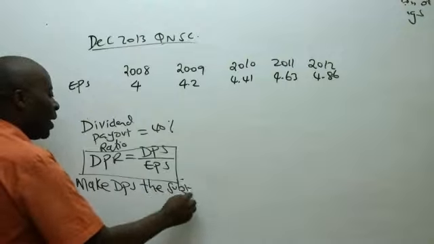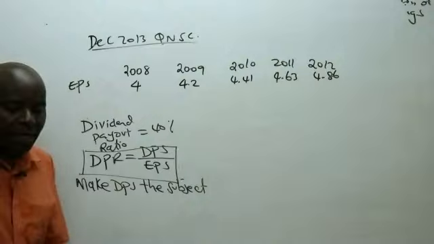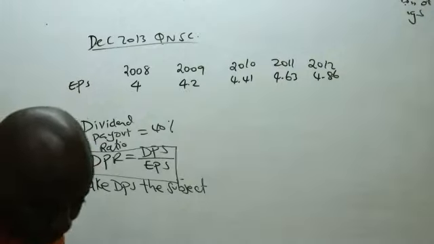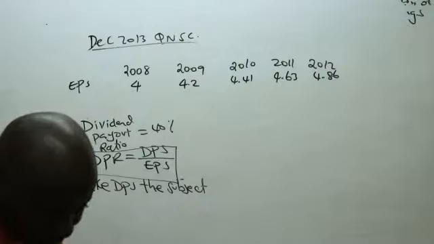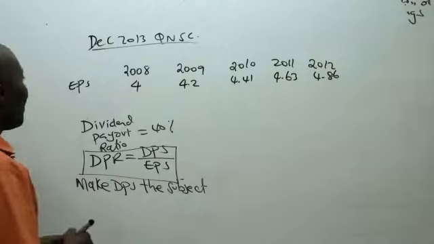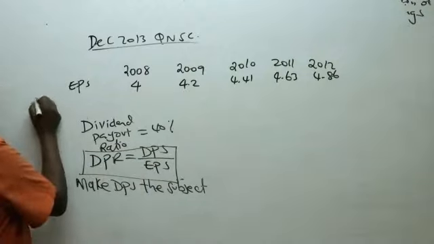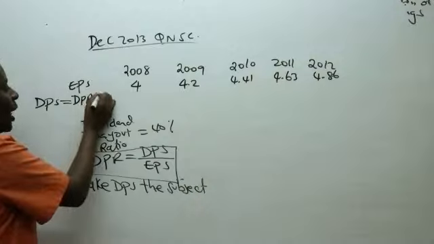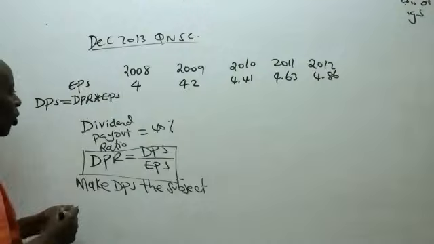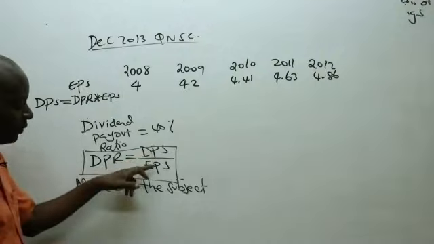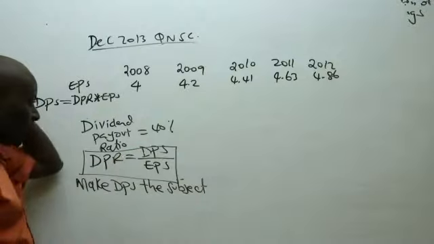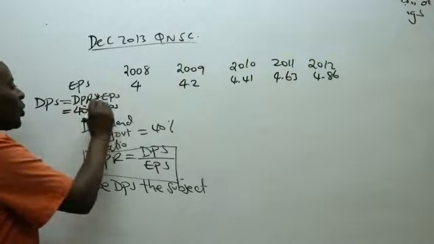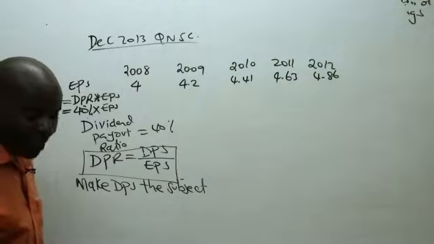Then I would want you to make DPS the subject of the formula. If I cross multiply, I will see right away that my dividends per share will be equal to dividend payout ratio times EPS. So then this will translate to 40% of our EPS.